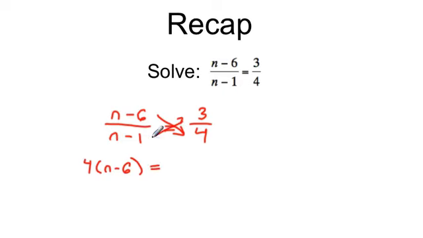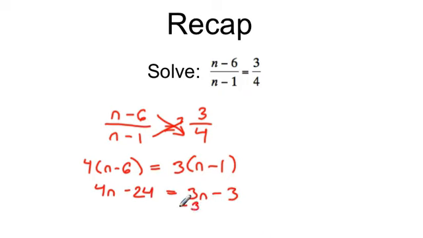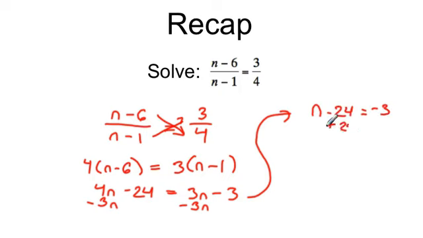equal to bottom times the top of the other, 3 times n minus 1, and then we're going to distribute all that. You get 4n minus 24 is equal to 3n minus 3. Gather our variables. So in this case, I'm going to get rid of the smaller one, which would be 3. And I'll work this up here so we have a bit more room. 4n minus 3n is just 1n minus 24. 3n minus 3n cancels each other out, and I'm left with just a wee little one-step equation to which I can find that n is 21.